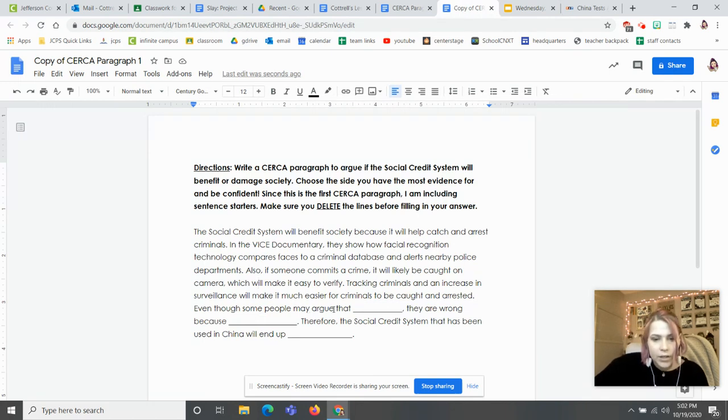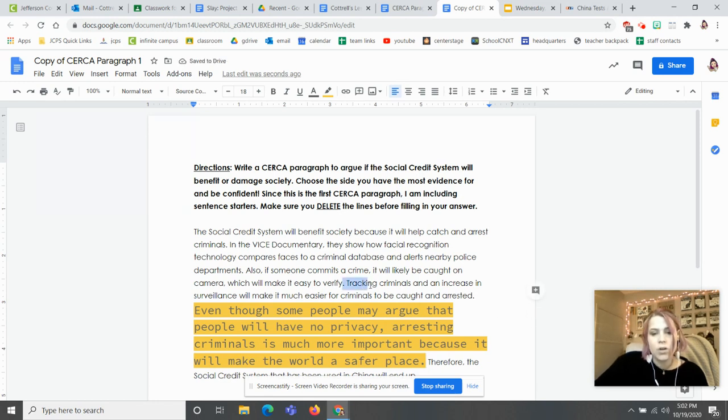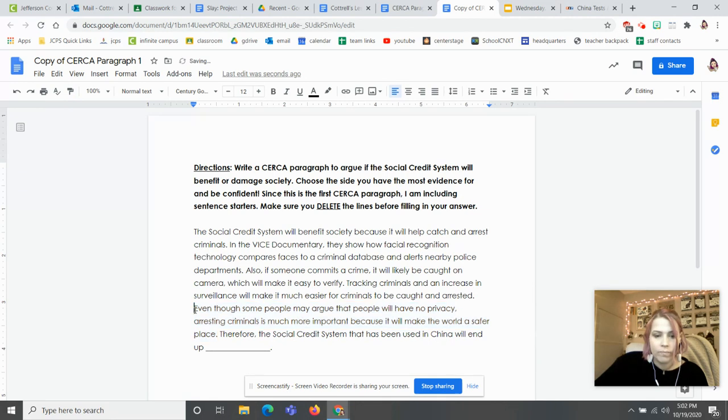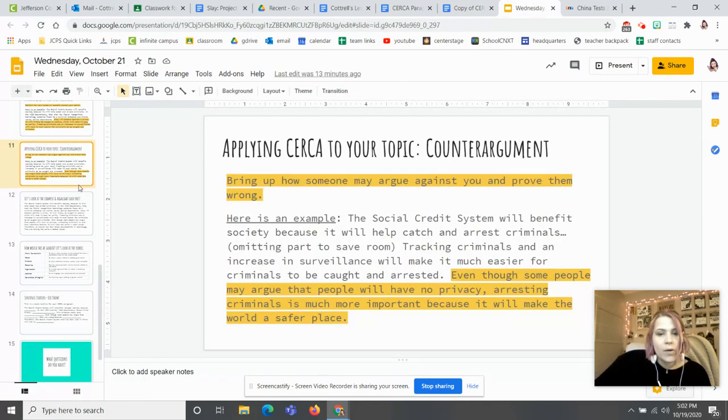So in the sentence starters, I wrote, even though some people may argue that, they are wrong because. So if you were going to use these sentence starters, you could delete these spaces and just type whatever it is. But I've already written this, so I'm just going to paste over it. Again, the sentence starters are suggestions, and they're there to help you remember that you need to include that part of CERCA. So if you don't like the wording, go ahead and change it. Okay, and that is the last part.